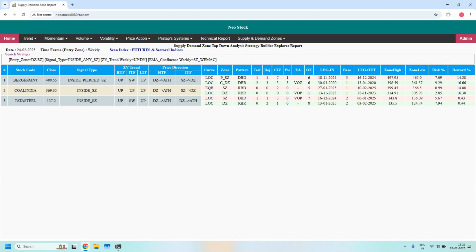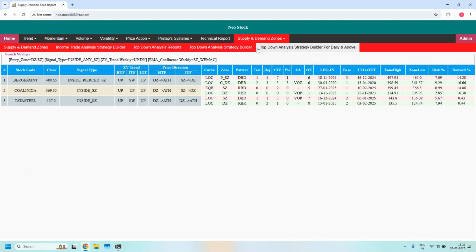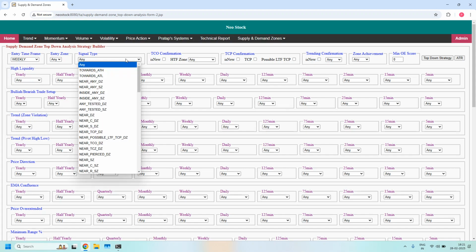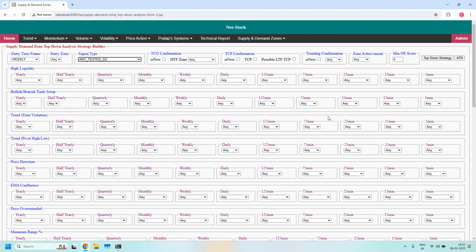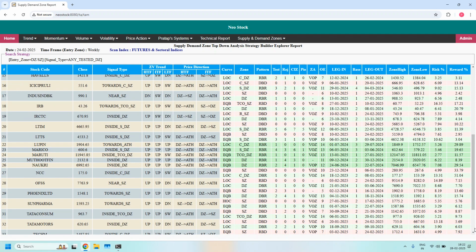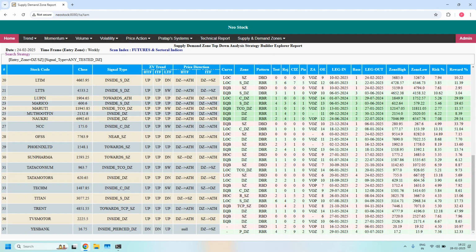Okay, now let us generate few additional reports for weekly time frame. Okay, for weekly time frame, let us verify how many of these weekly demand zones are tested during this week. So total 37 stocks having weekly demand zones are tested during this week. First 15 stocks in the list. Scrolling the list down. So total 37 stocks.